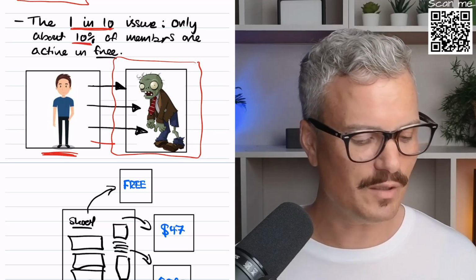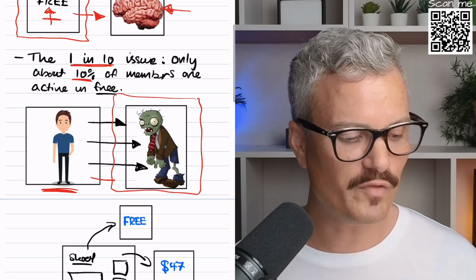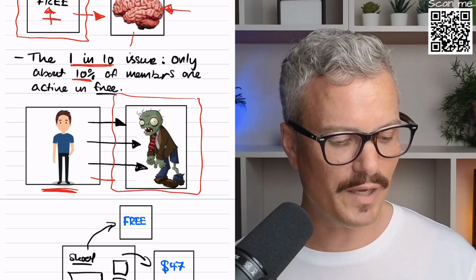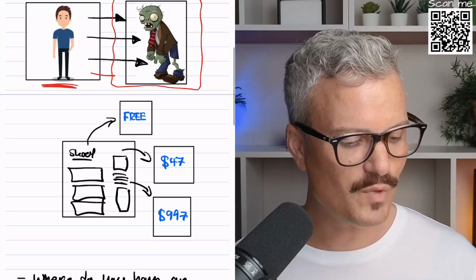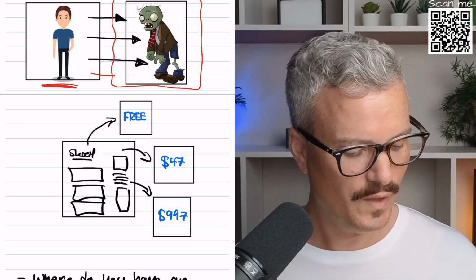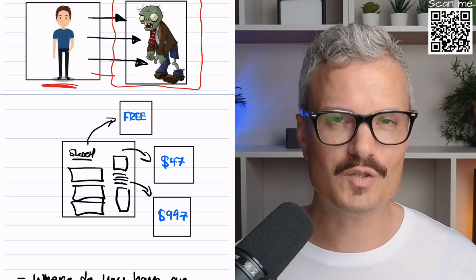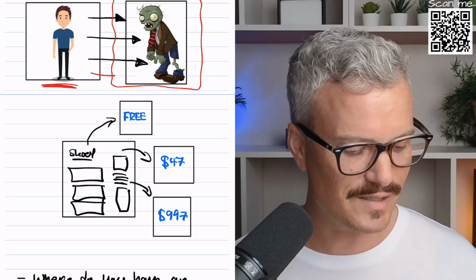So this has really been the problem of the freemium model of going from a free community to a paid community. So how can we get around this? What can we do to fix this? Because many people seem to think that tiers is going to fix this.